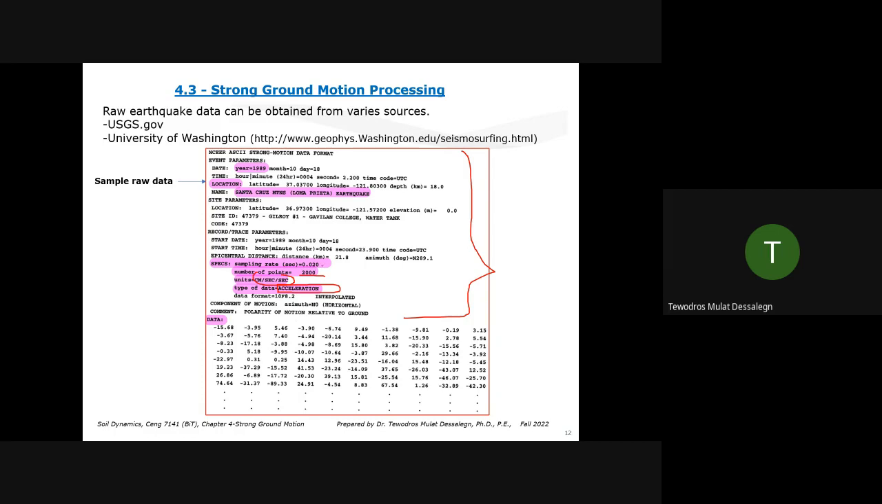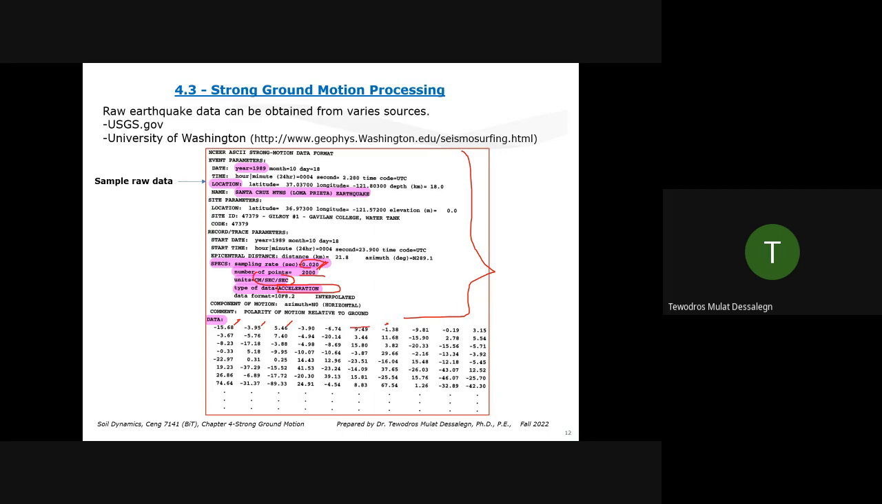Sampling rate at every 0.02 second. So this data you see is acceleration only. You don't see the time here. They give you only the duration. The first one is recorded as 0.0, the next one is 0.02, the next one is 0.04, and it goes on like that.